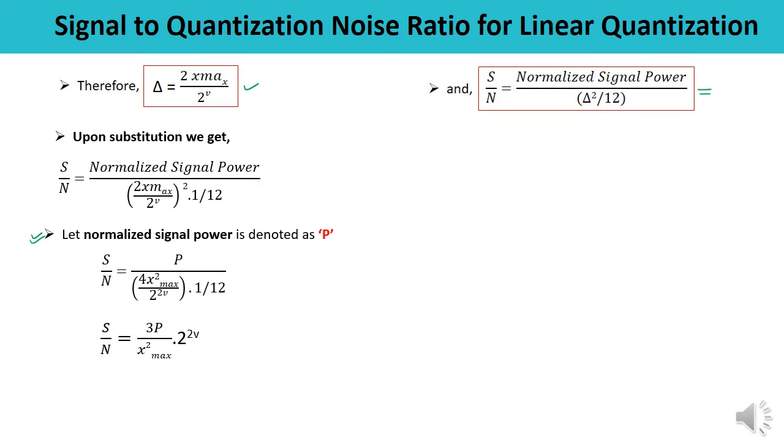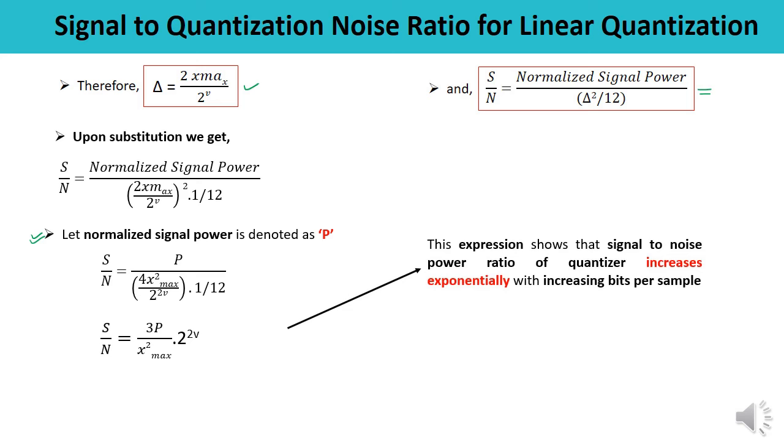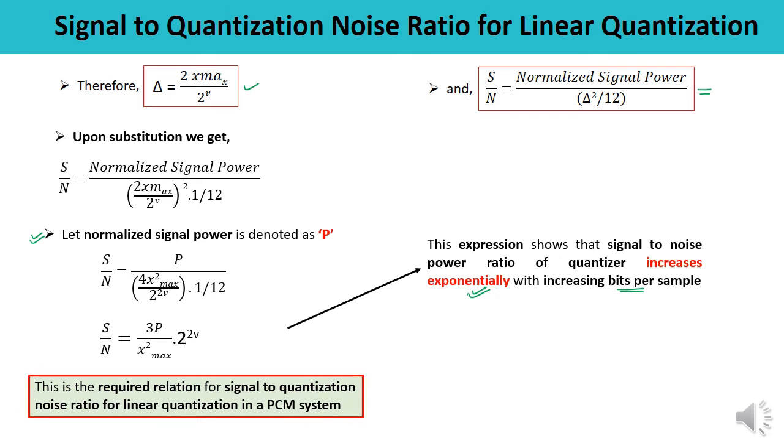What are you getting over here? Signal to noise ratio is 3 times P upon X square max into 2 raised to the power 2V. So this is actually the required relation for the signal to quantization noise ratio for linear quantization in case of the PCM system. And this expression shows that the signal to noise power ratio of the quantizer increases exponentially with increasing bits per sample. So this is the signal to quantization noise ratio.